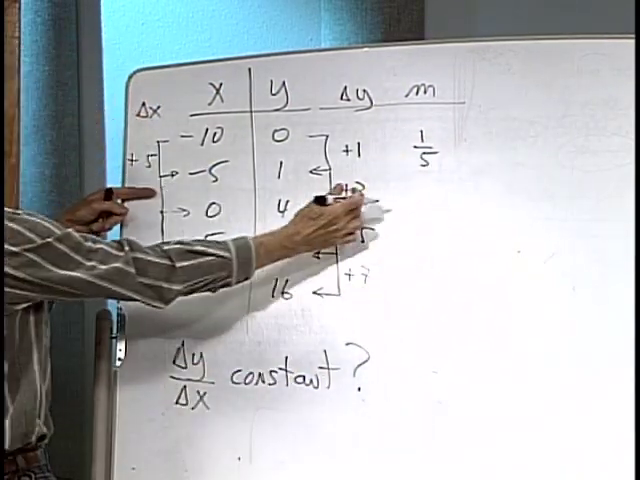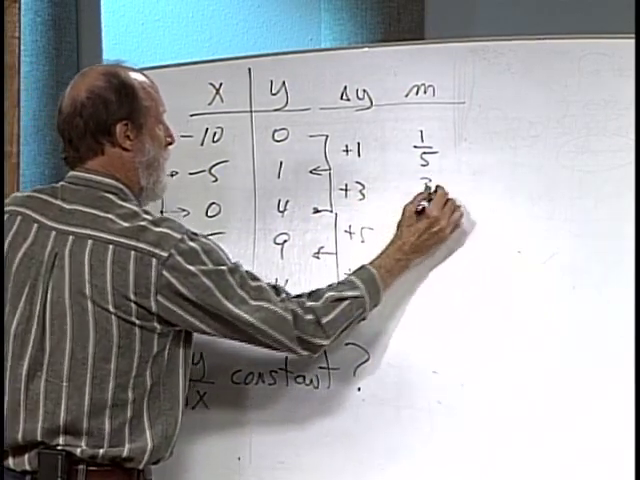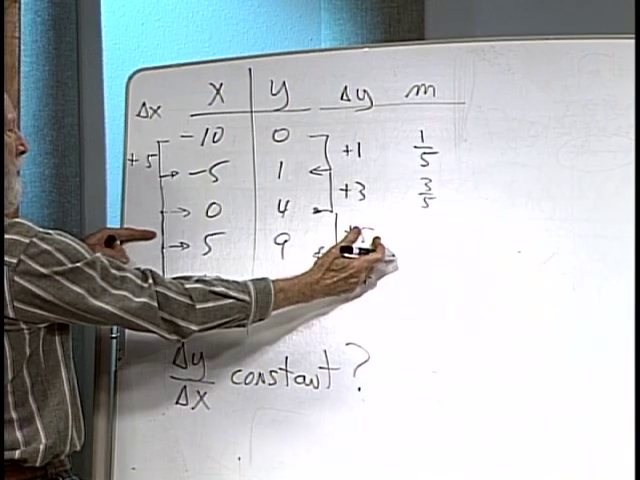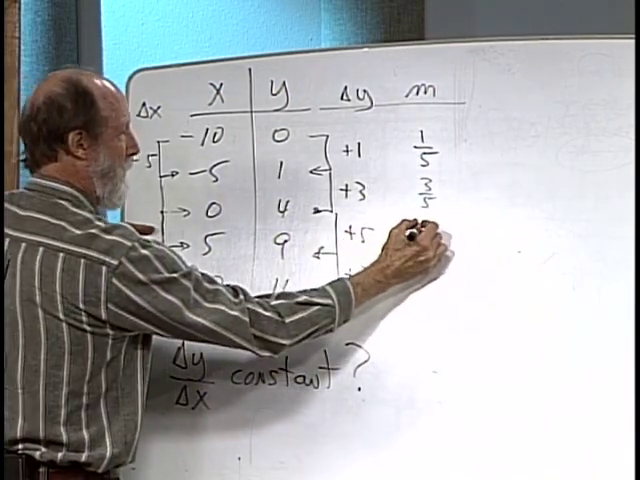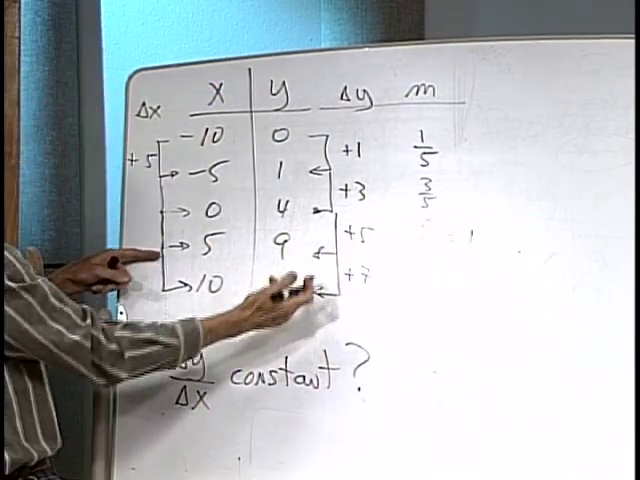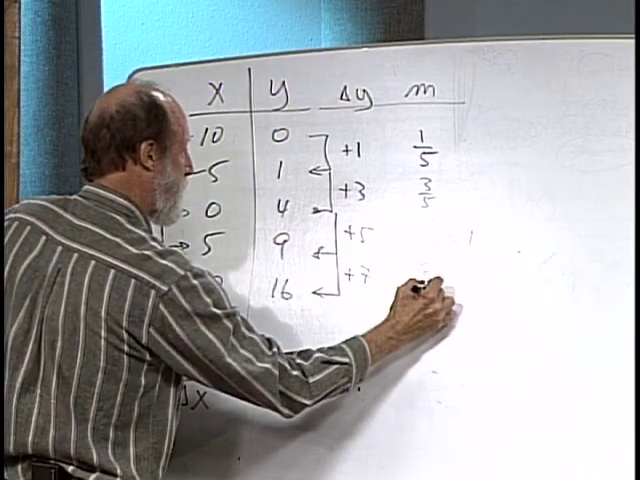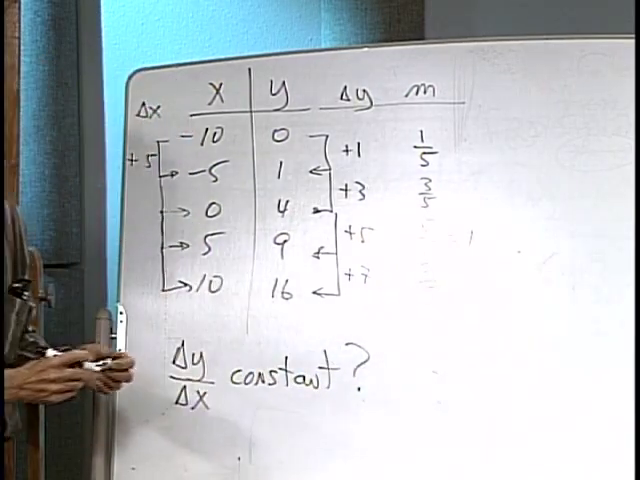What's the change between the next two data points? 3/5. Good. What's the change in the next? 5/5, which is? And between the last two data points? 7/5. So 1 and 2/5. Okay.